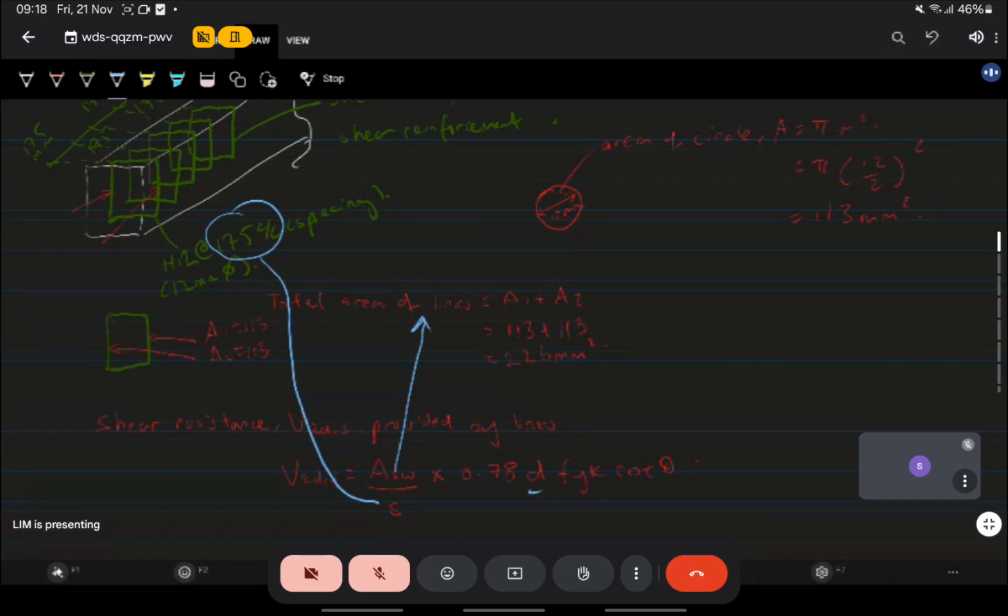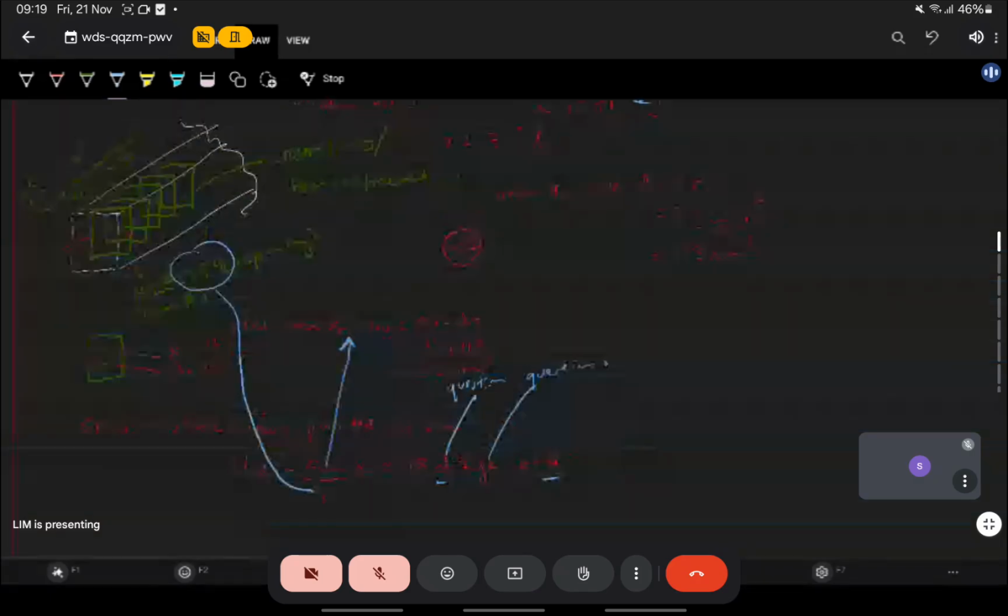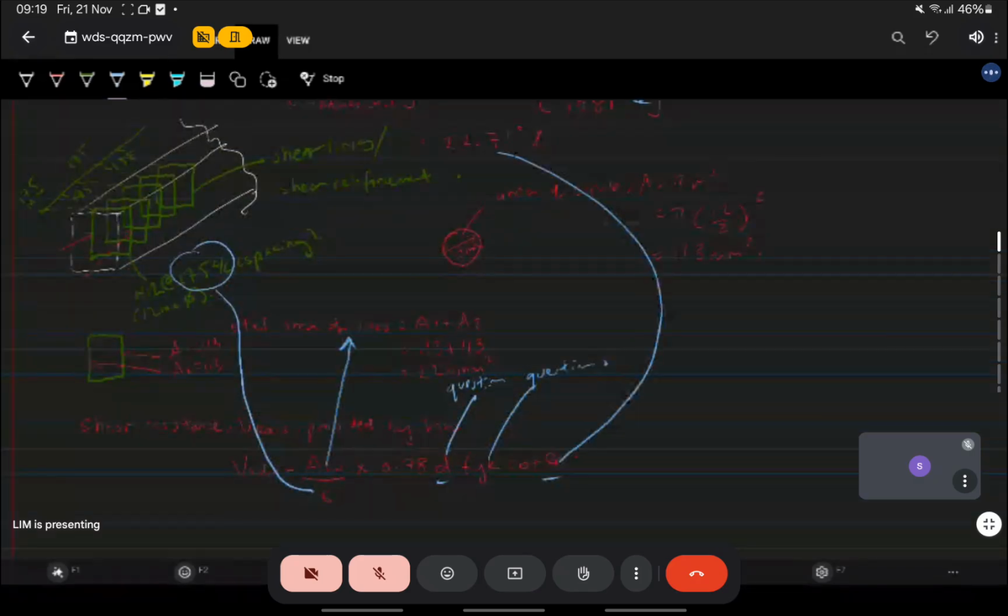D is in the question. D is the design depth of the beam, the 650 from earlier. FYK is also given in the question, 500. Theta is the 22.71 we calculated just now. So I've joined everything up for you. Now you calculate for me. What is VRDS?